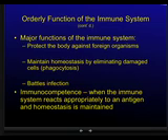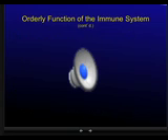What does it mean if the immune system is intact or immunocompetent? It means that the body can effectively react to an antigen and maintain homeostasis. So, let's take a little listen to the orderly functioning of the immune system.